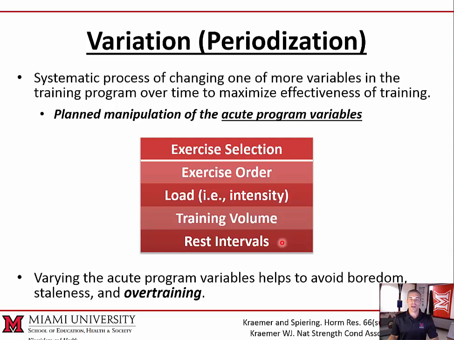So what we know is that varying these acute program variables in the context of a single bout of exercise not only helps to prevent boredom of the athlete or individual and prevent staleness, but has also been shown to be very effective in preventing a condition known as overtraining. And this overtraining is marked by large decrements in overall performance. And that's something we'll come back to later on when we discuss periodization of training.